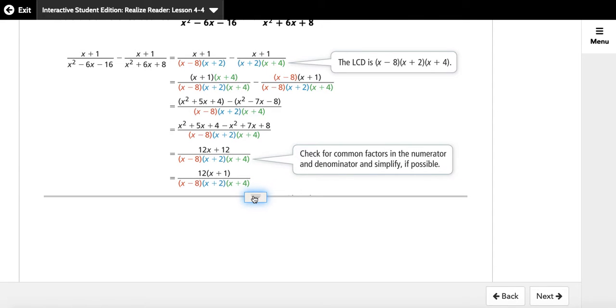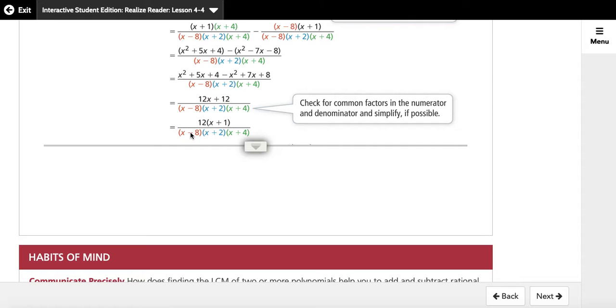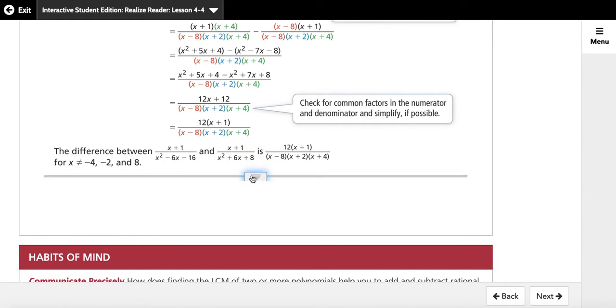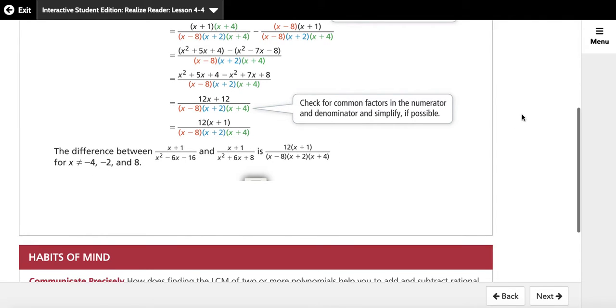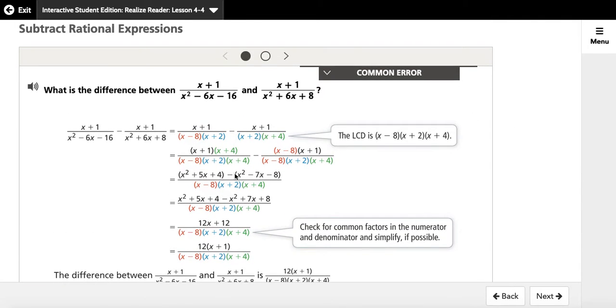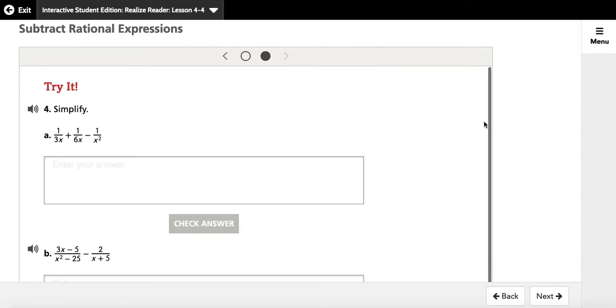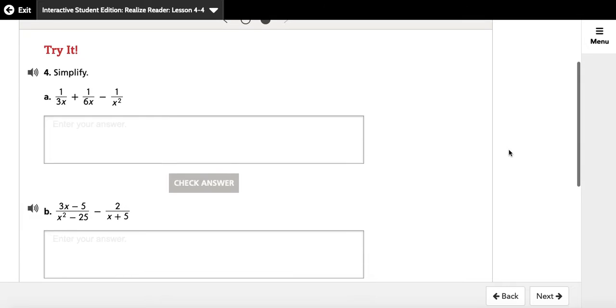But we do need to have a restriction on the domain. So x cannot be 8, x cannot be -2, and x cannot be -4. Did they write that? They did right here. So it's very similar to what we did before with adding, except we need to make sure we distribute that negative sign.